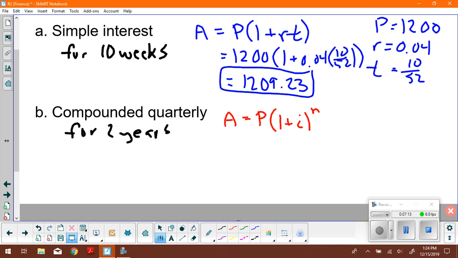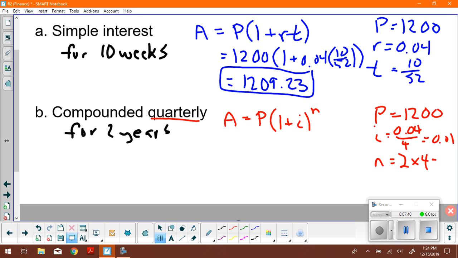So on the side, now let's fill in what we know. Our principal is still 1200. I is the interest rate per compounding period. So I have 0.04, and it's quarterly, so I'm going to divide that by 4. So 0.01. And N is my total number of compounds. I'm doing this for 2 years, 4 times a year, so it's going to be 8 total compounds.